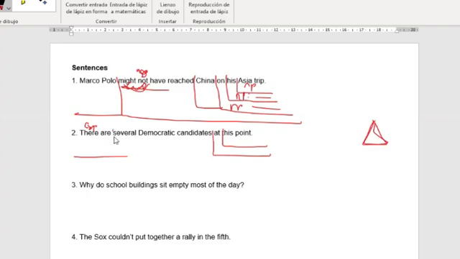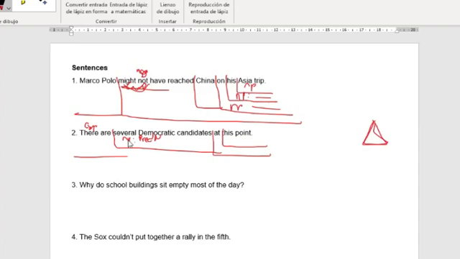Several Democratic candidates, direct object, noun phrase, direct object? No. That is predicate noun. This is a noun phrase. Yeah, predicate noun. Be, you know the rule. Predicate noun. Noun phrase functioning as predicate noun. Professor, question. Hold on.